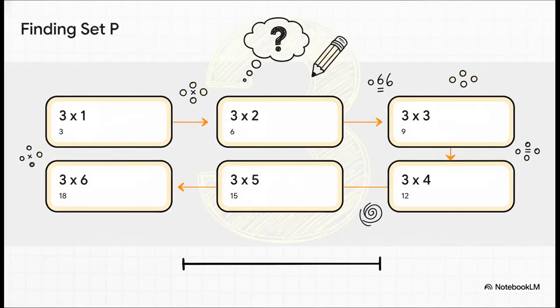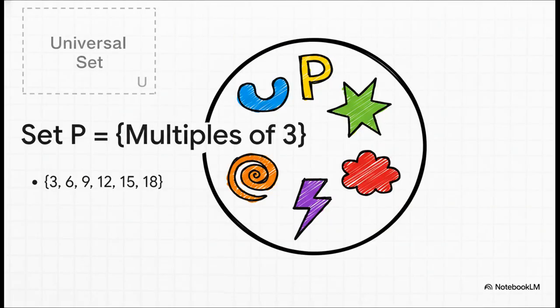Now let's define our first team, set P. The rule is that it has all the multiples of 3 that live inside our universe. So we just run through the 3 times table, right? 3 times 1 is 3. Yep, that's in our universe. 3 times 2 is 6. 3 times 3 is 9. And we keep going all the way up to 3 times 6, which is 18. Now, if we tried 3 times 7, we'd get 21, which is outside our universe, so we have to stop at 18. And there we go. The complete roster for Team P is 3, 6, 9, 12, 15, and 18. These are all the multiples of 3 that exist within our special universe.